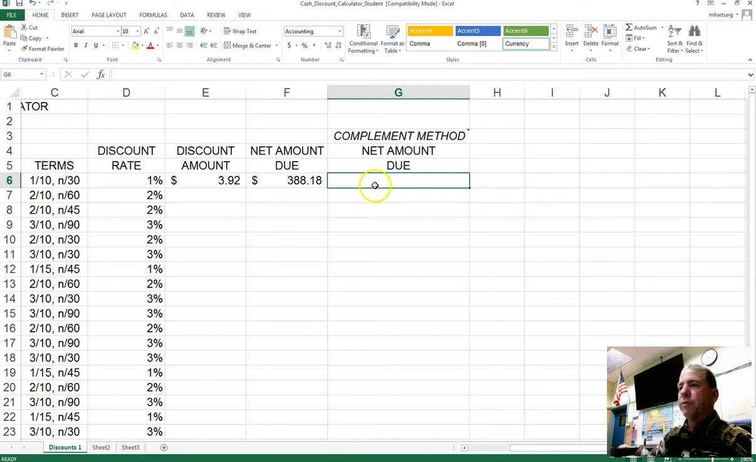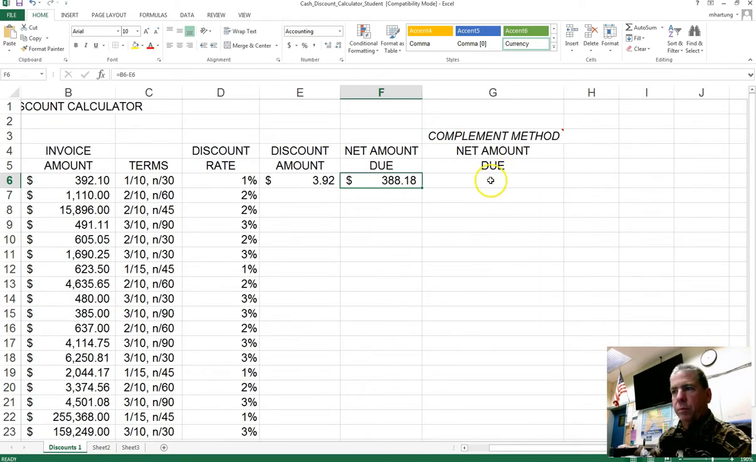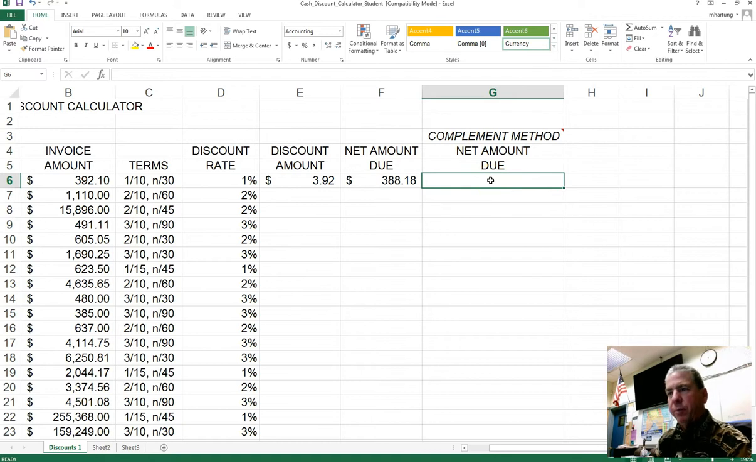So let's see how that would work here for this same problem. So let's go ahead and click in the net amount due for using the complement method. And there's our equal sign. So we're going to take the invoice amount and multiply it times the complement of 1%, which would be 99%, or 0.99. And you see we get the same amount. So we could call it a shortcut way of calculating the net amount due when we're applying a discount. Let's do one more together, and then you can go ahead and complete this table using these formulas.